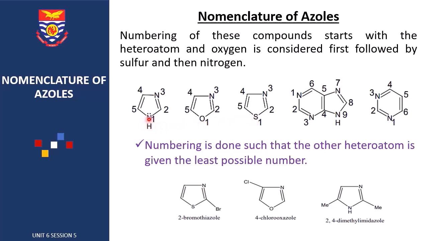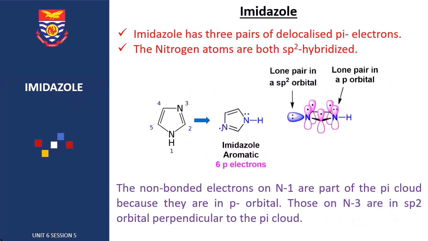And when there are 2 nitrogens, then we can look at the unsaturated nitrogen as our number 1. Similarly, numbering is done such that the other heteroatoms get the least possible numbers, right? So please let's take note of that. These are some examples. We have 2-bromothiazole, we have 4-chloroxazole, we have 2,4-dimethyl imidazole as well. So we briefly look at imidazole.